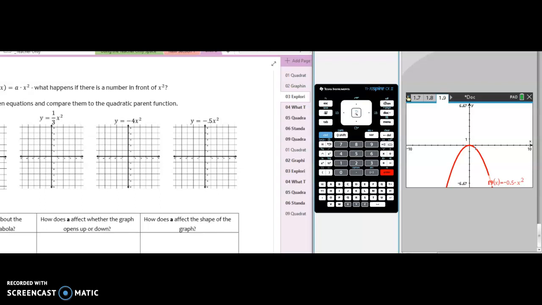While I'm doing that, I want you to do the same. I want you to graph those on your calculator, then go back and sketch them, and then we'll meet back up, okay? All right, see you in a sec.